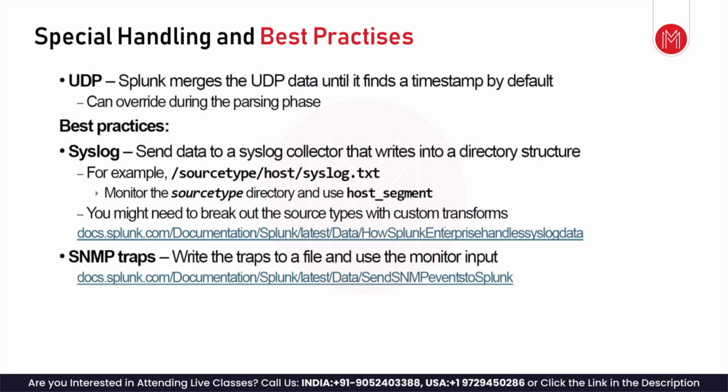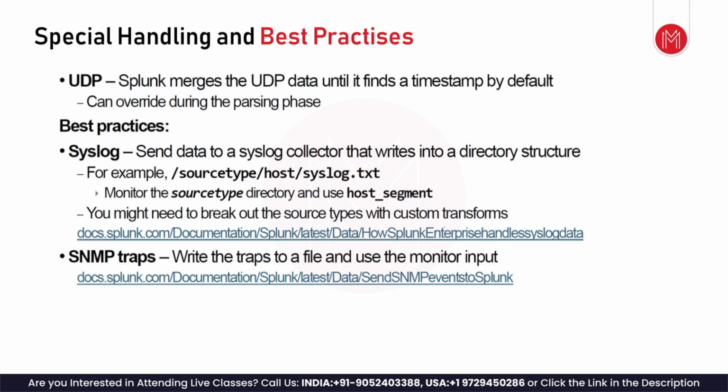From this directory, you need to make sure you are creating an inputs.conf configuration file and adding this path. Whatever path you are seeing should be added as a monitoring path in the inputs.conf file, and then you get the data to Splunk. So monitor the source type directory and use host_segment. You might need to break out the source types with custom transforms. You can also use props and transforms, and if you don't want any particular data, you can use transforms to filter out the events.